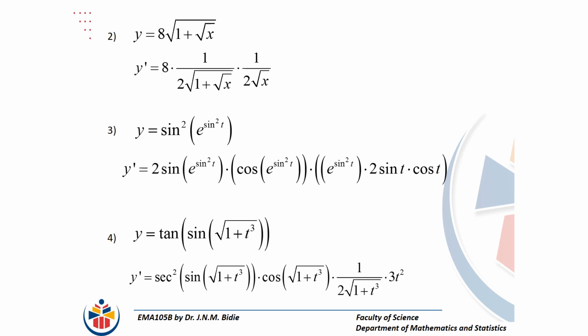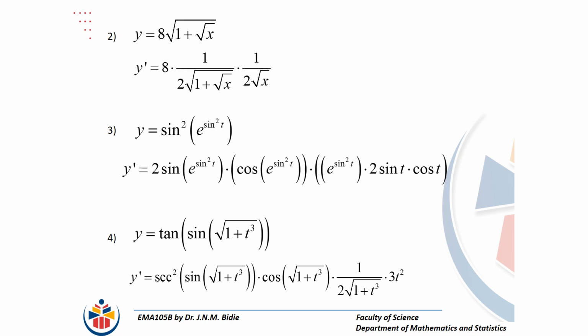Again, we started with the power, so it became 2 sine of that exponential function multiplied by the derivative of sine, which is cos of the exponential function, multiplied by the exponential function, the derivative. Once you differentiate the exponential function, you always get the exponential function multiplied by the derivative of its power. And then the derivative of that power is 2 sine t first, multiplied by the derivative of sine, which is cos t. I'm hoping we're together. Let's go to number 4.